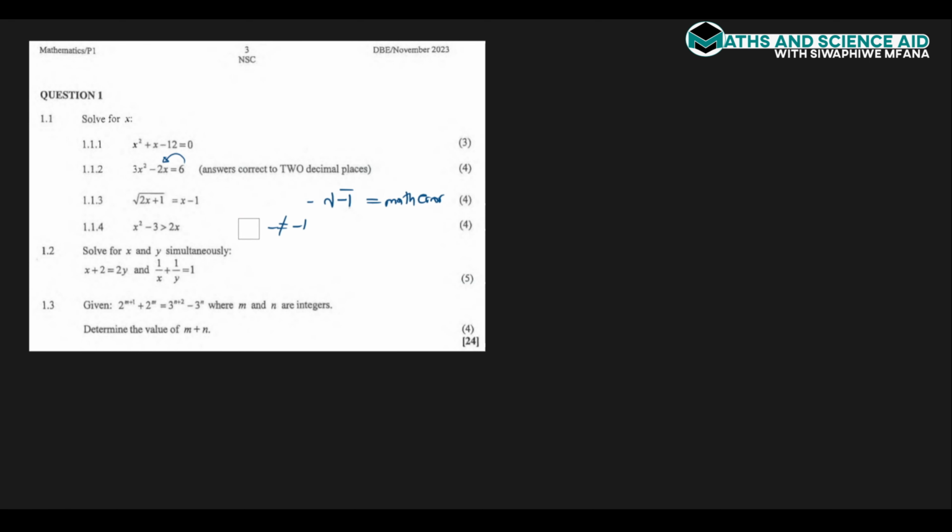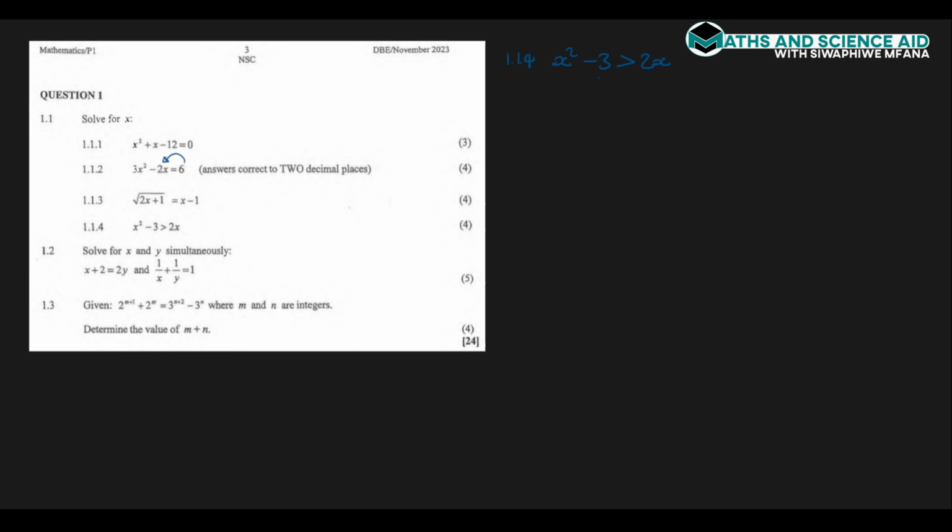So let's move on to the next question. All right, so now this one is an inequality. Now, I often notice that most learners usually find these quadratic inequality problems to be tricky, so I'll actually just do this one with you. So for 1.1.4, we have x squared minus 3 is greater than 2x.